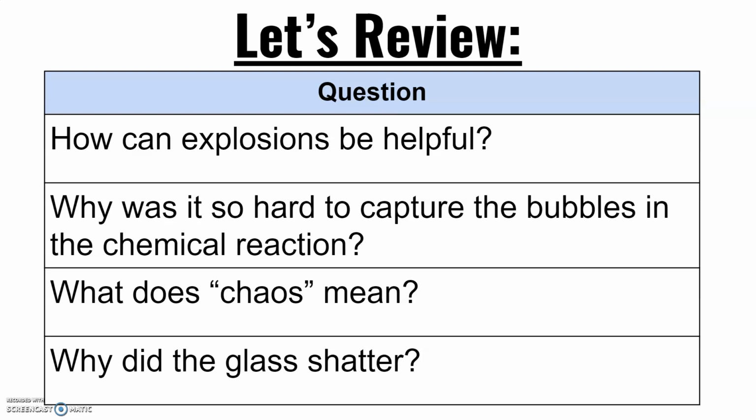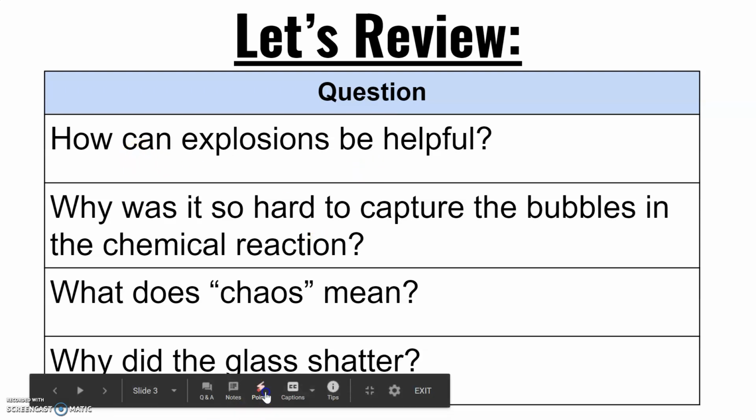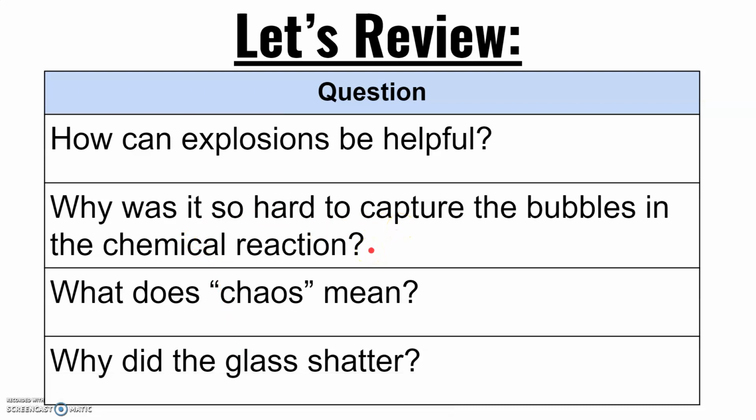As we watched the video, we were looking for these questions. How can explosions be helpful? Why was it so hard to capture the bubbles in the chemical reaction? So when the scientists, the alchemists, were working in their labs, they had a hard time capturing those bubbles. Why was that? What does chaos mean? And why did the glass shatter? So let's take a look.